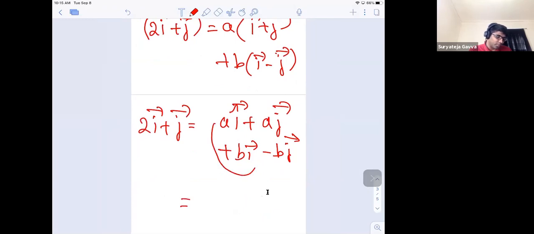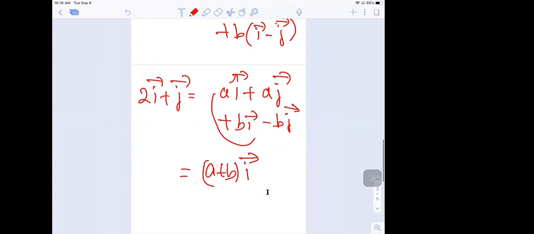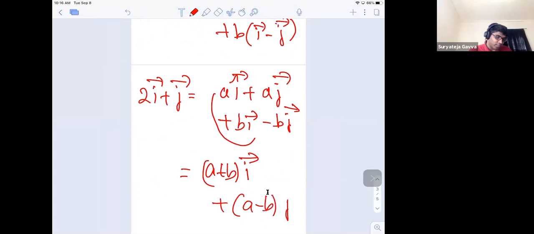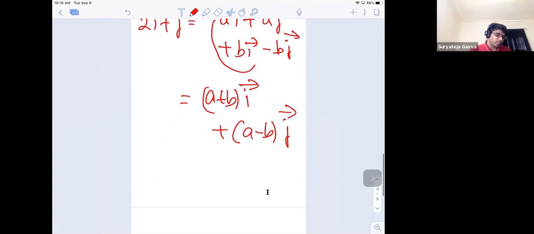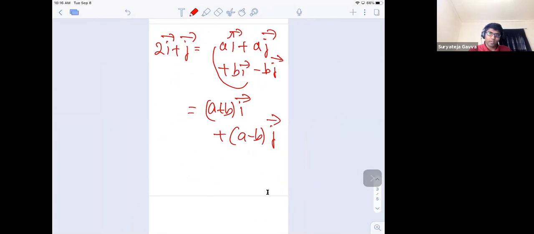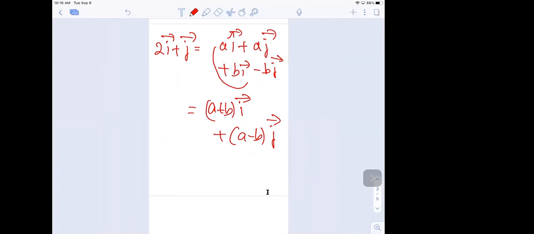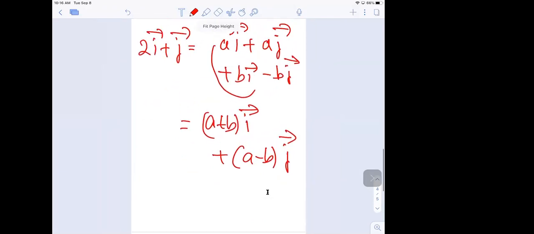Now I put these things together. So ai plus bi is a plus b times i. aj minus bj is a minus b times j. Is this step clear? Yes, it's clear.